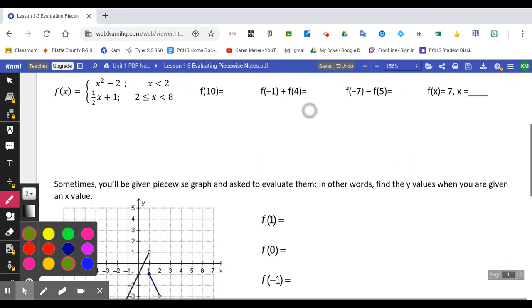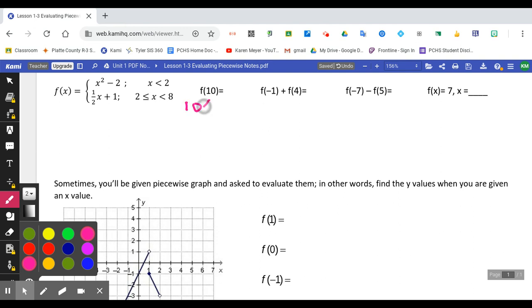So looking at our second example here, f of 10. Well, if I come over here and I plug 10 in, is 10 less than 2? Nope, that's false. Is 2 less than or equal to 10, which is less than 8? Well, no, that's false too. Oh no, what happens? Neither piece is true. So if neither one is true, that means there is no solution for this problem. It is not possible to figure out what f of 10 equals.